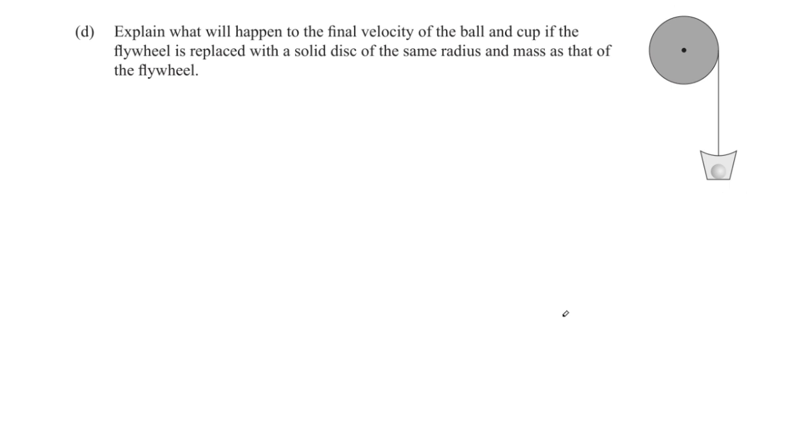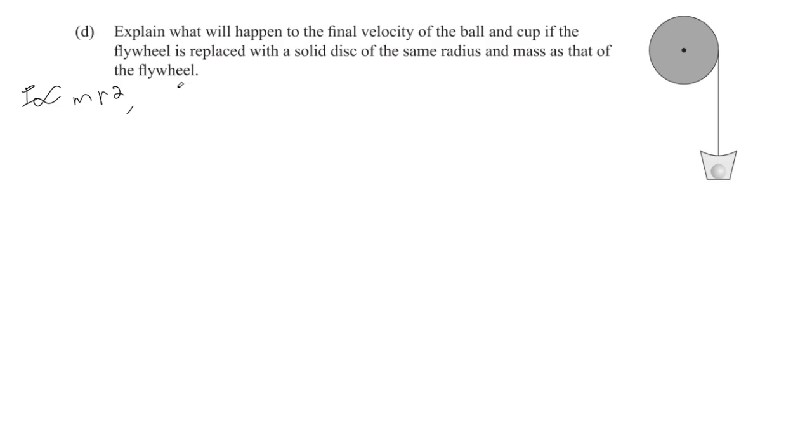Anyway, explain what will happen to the final velocity of the bowling cup if the flywheel is replaced with a solid disc of the same radius and mass as that of the flywheel. Now, always when we have explain questions in physics, I'm pretty sure they always want us to talk about things that stayed constant. So we know that earlier when we got that equation with rotational inertia and mass and radius, we used that to show that rotational inertia is directly proportional to mass times radius squared.